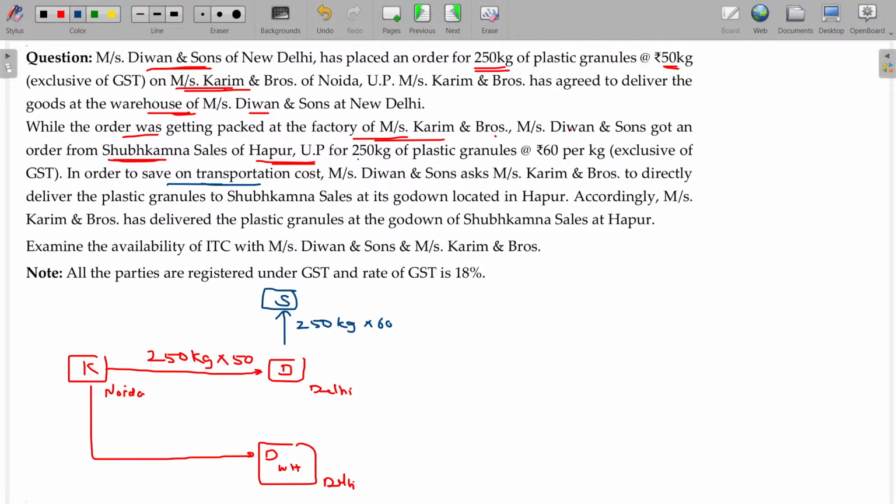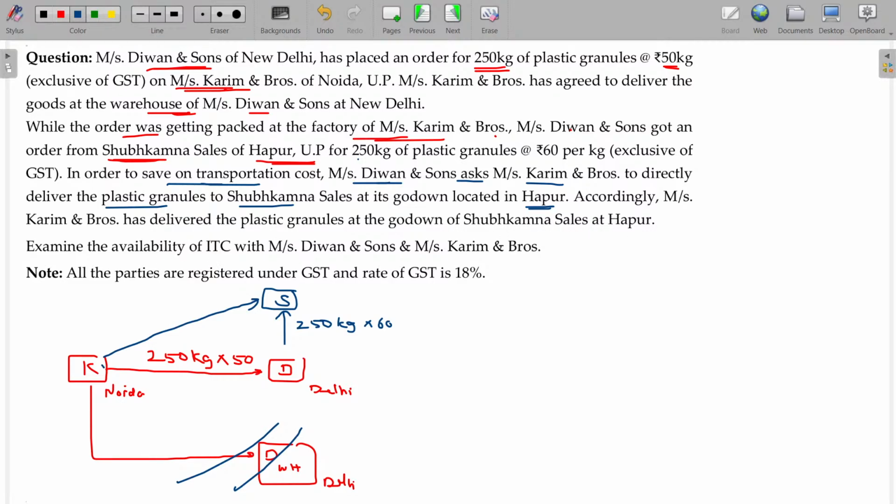Okay, in order to save the transportation cost, Mrs. Diwan and Sons asked Karim Brothers to directly deliver plastic granules to Sukama Sales. So he immediately makes a call: don't deliver here, deliver straight away from here to there, at its godown located in Hapur. Accordingly, Mrs. Karim Brothers has delivered the plastic granules directly at the godown of Sukama Sales.